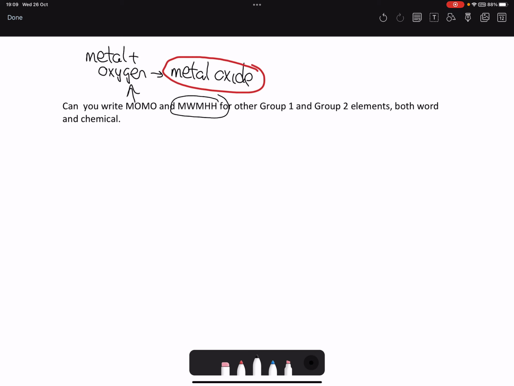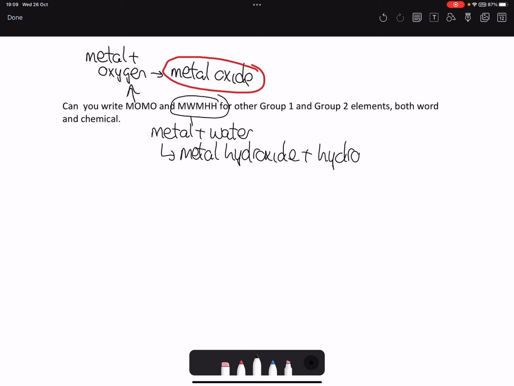The men wear many hats hopelessly is the silly sentence for this, and it is a metal plus water gives you a metal hydroxide and hydrogen gas. Now, for this, we need to know how, again, to write a formula from a name. And just to remind you that hydroxide is a complex ion.